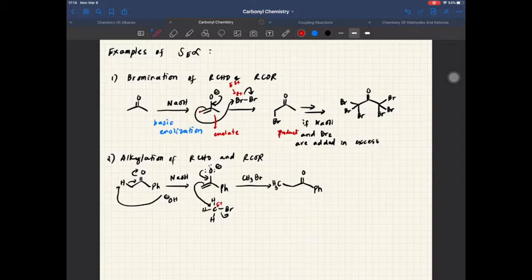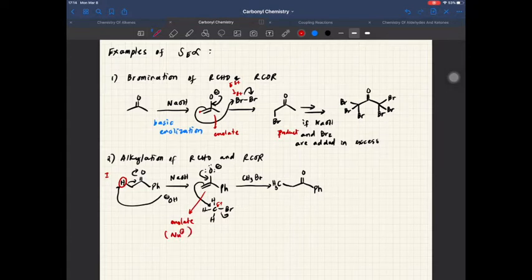So we have our ketone here, ketone number 1, which is reacted with sodium hydroxide, and this hydroxide base will abstract the alpha hydrogen. So this hydrogen is abstracted to form an enolate structure. So this is our enolate, which is a nucleophile.